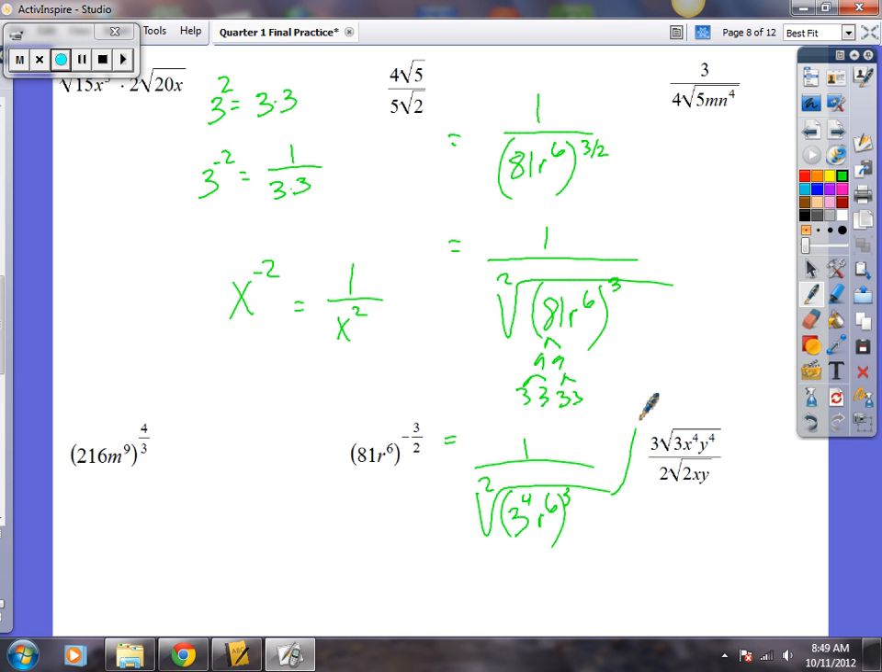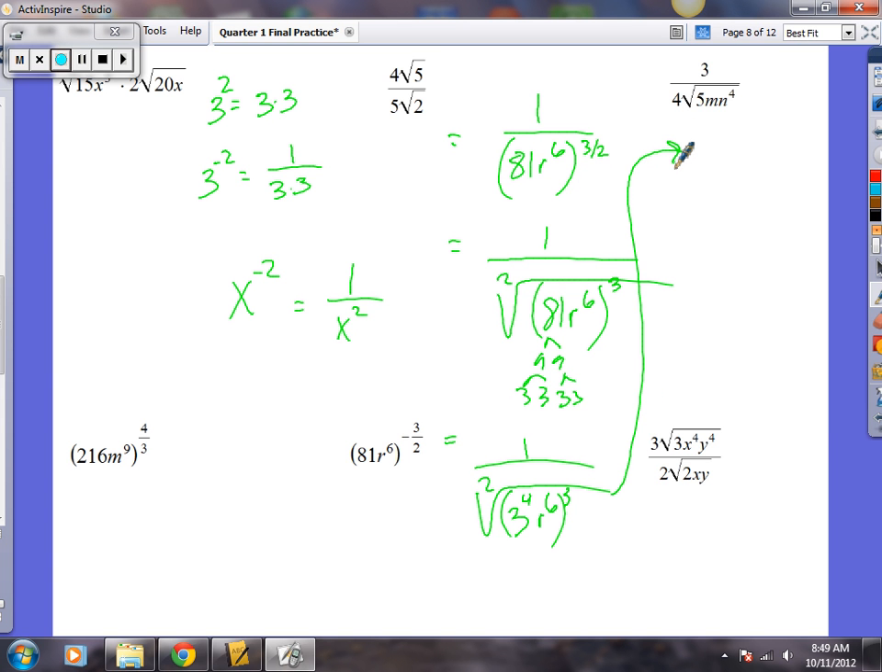I'm going to run out of room, so I'm going to come back up over here. So you're going to have 1 over the square root of 3 to the 12 r to the 18. Okay, now let's pull some stuff out. 1 over, how many 3's can I pull out? How many 2's are there in 12? There's going to be 6 of them. And how many r's can I pull out? How many 2's are in 18? There we go. So final and last answer. Maybe I'm going to do 3 to the 6th.